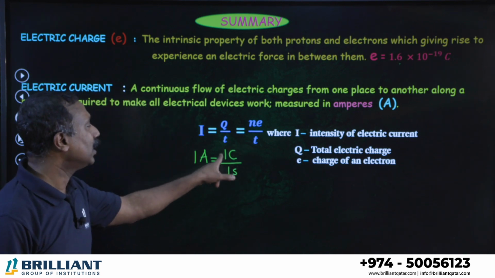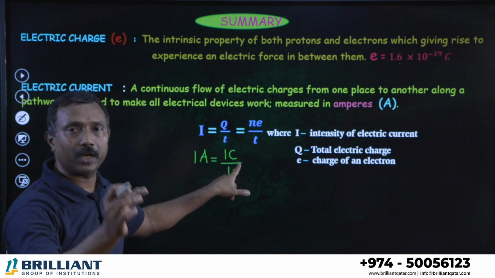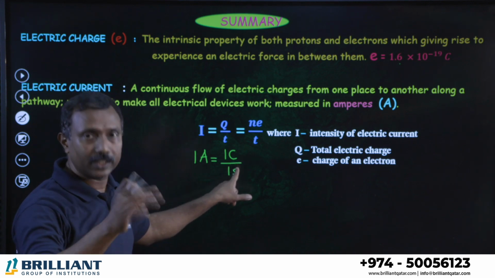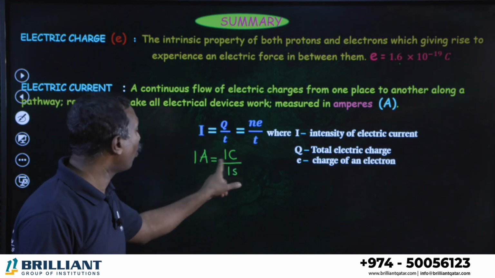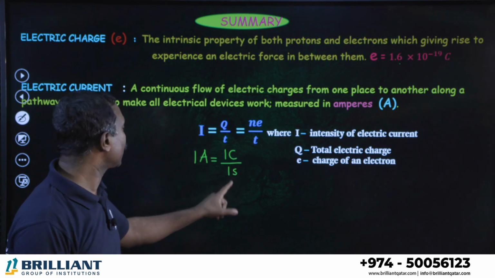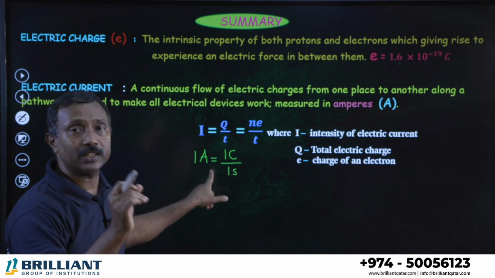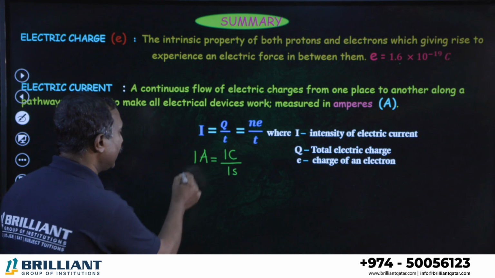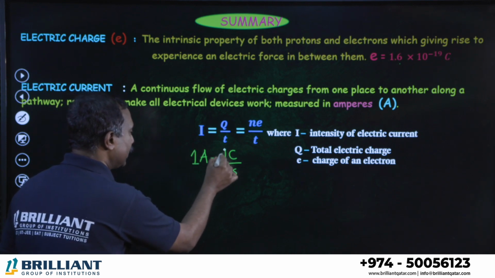Now we can see that if 1 coulomb of charge passes through any circuit through its unit cross-sectional area in 1 second, in unit time, then we can say the intensity of the current developed in that circuit is taken to be 1 ampere.